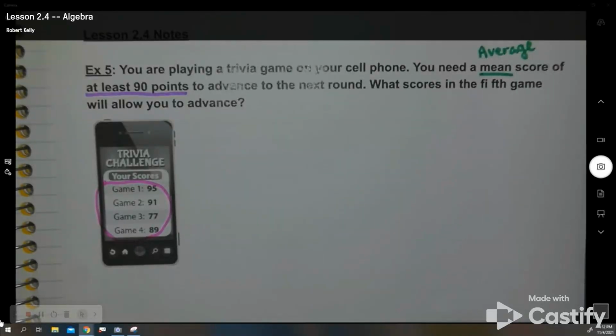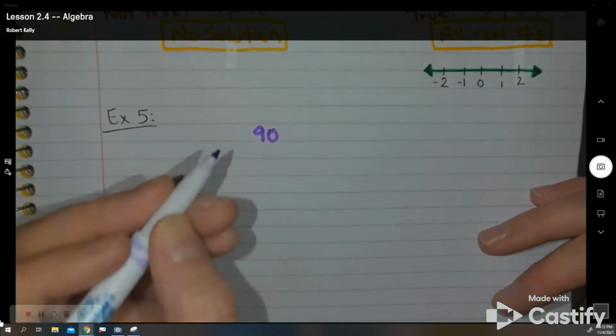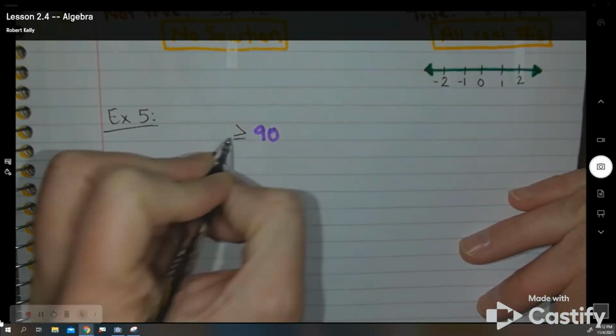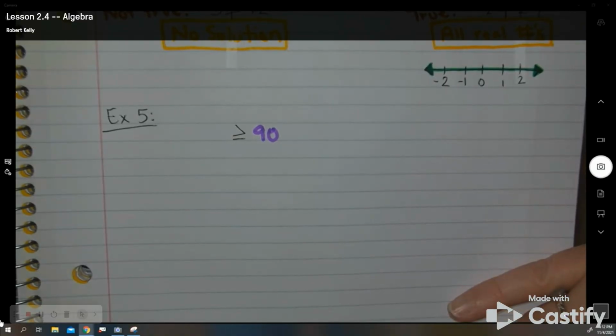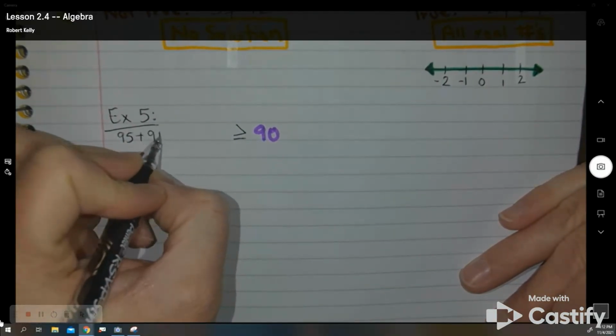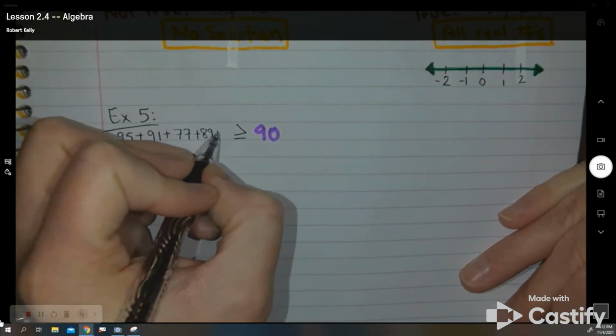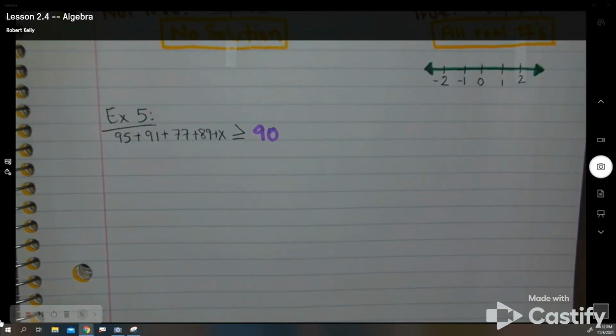So if we're looking for the 5th game, we're going to be dividing by 5 games. All right, so at least 90 points, which means 90 is the lowest score that we want to get. So we know that it's going to be greater than or equal to. And then we have to add all of the points from the prior games. So we had 95 plus 91 plus 77 plus 89 plus that amount for the 5th game that we don't know yet. So we're going to call that one X.